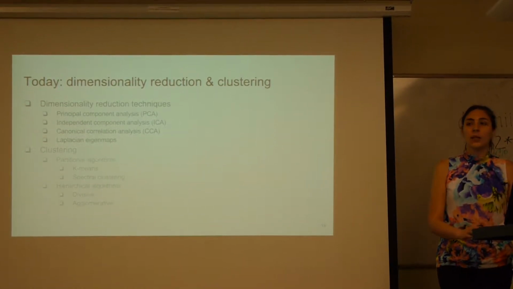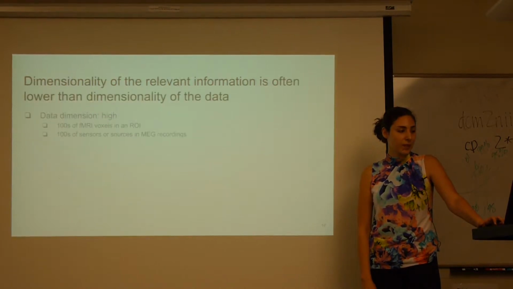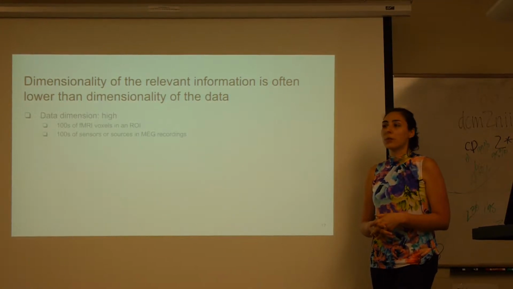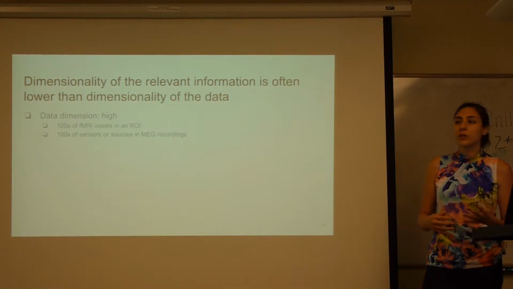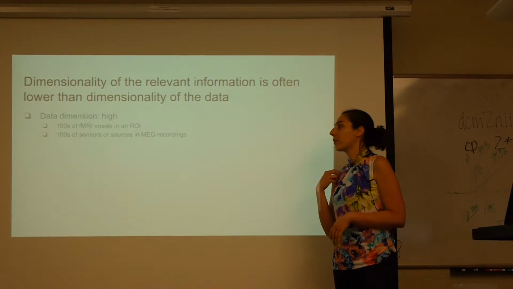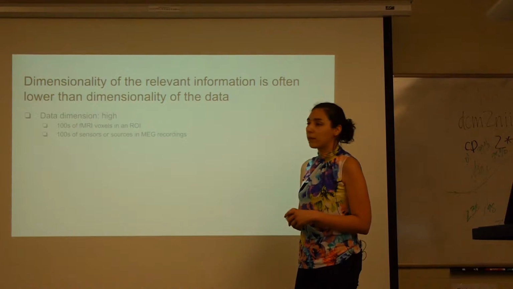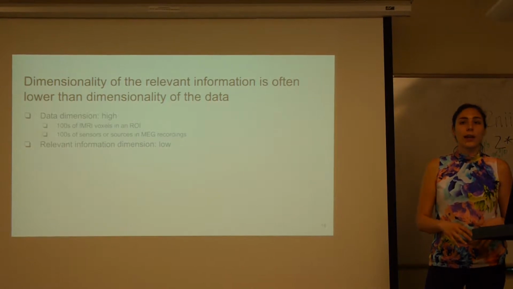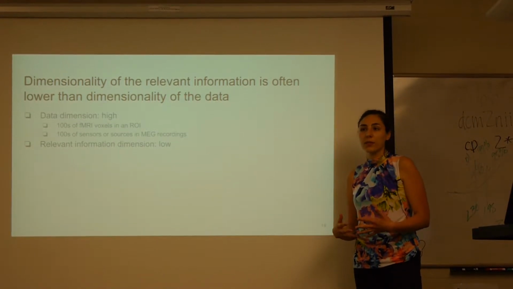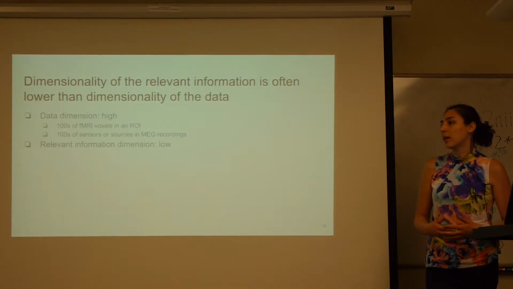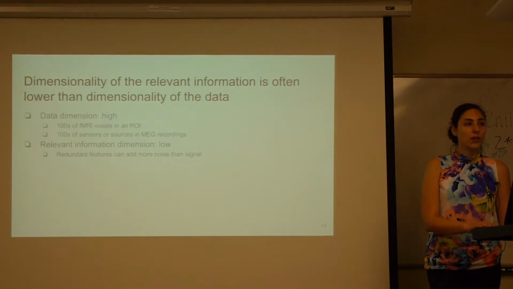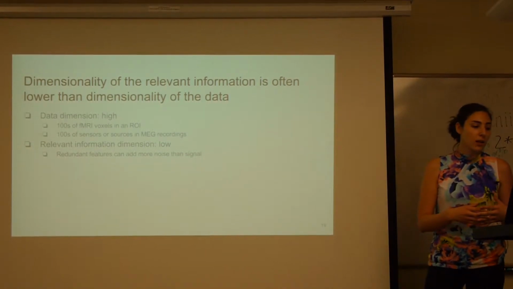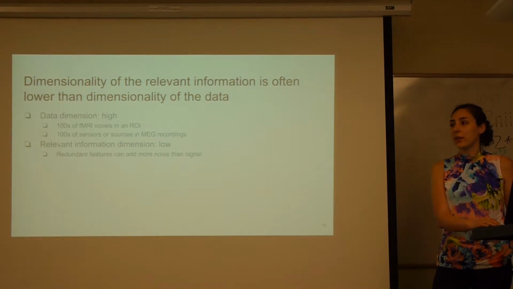Okay. So to begin with the dimensionality reduction techniques. So why do we need dimensionality reduction? First off, we're dealing with very high dimensional data. So we have hundreds of fMRI voxels, thousands of fMRI voxels, and hundreds of sensors or sources in MEG, for example. However, the actual dimensionality of the information that is relevant to whatever we're interested in is likely low. So there can be redundant features, so redundant voxels that are very correlated with each other, that add more noise than actual signal.